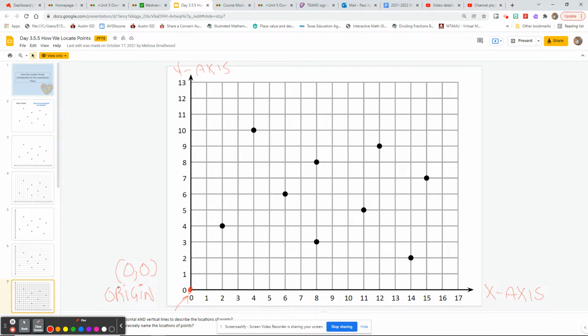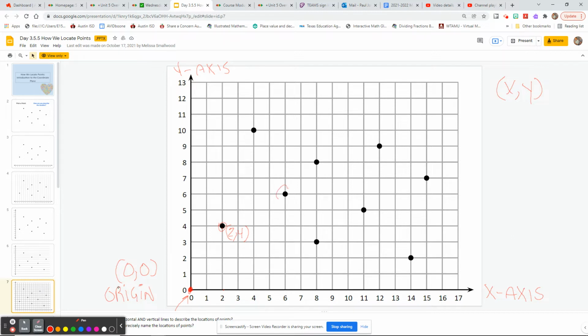So if I'm trying to locate this point, I begin at the origin, I run 2, and I jump 4. So my point is 2, 4. Remember, your x comes first and then your y. So whatever number is on the x-axis first and then whatever number is on your y-axis second.